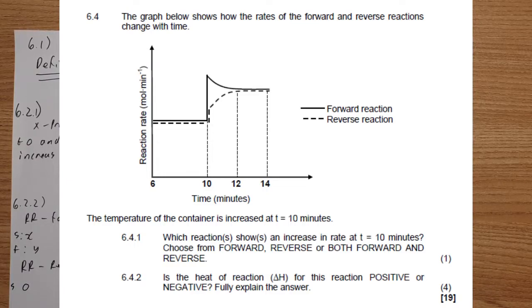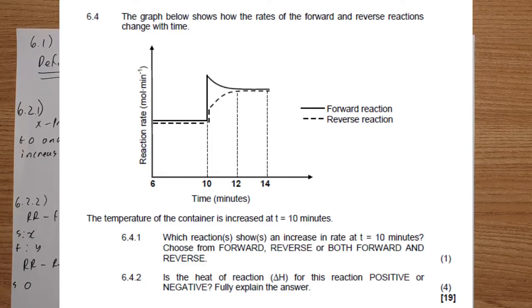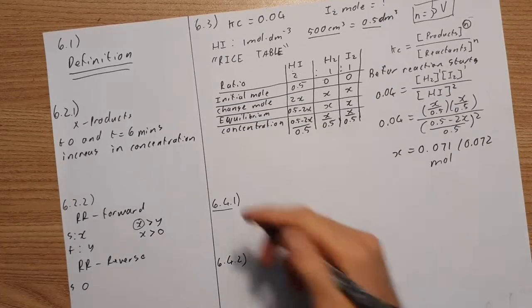It says the temperature of the container is increased at t equals 10. Okay, so that's your disturbance from equilibrium, was the increase in temperature. So now they ask which reactions show an increase in the rate at t equals 10. Choose forward, reverse, or both. Okay, now please note that looking at the graph quickly, we can see that at t equals 10 there was a spike at 10 minutes due to the change in temperature for the forward and the reverse reaction. So therefore the temperature affected both of them. So the answer for 6.4.1 is going to be both.